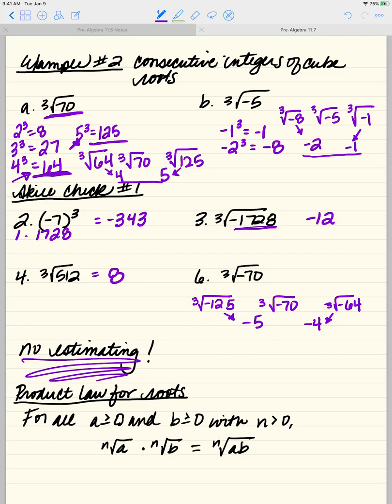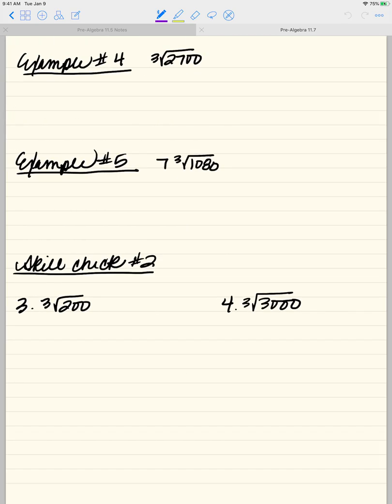Now, continuing on in this lesson, we need to remind ourselves of the product law for roots. For all a greater than or equal to 0 and all b greater than or equal to 0 with n greater than 0, the nth root of a times the nth root of b, so the indexes have to be the same, is equal to the nth root of a times b. So that's why we can do that with square roots. We can also apply that with cube roots.